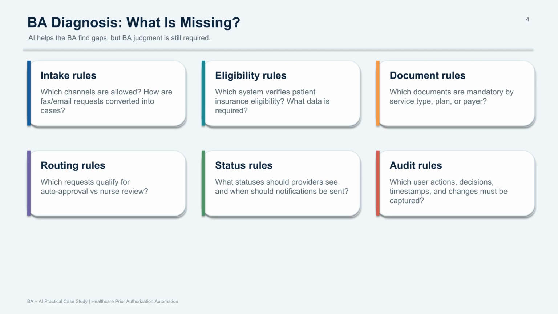A good BA does not immediately write requirements from messy notes. First, the BA identifies gaps. What request types need authorization? What documents are required? What makes a case simple or complex? Who can approve or deny? What status should providers see? What audit history is required? AI can help generate these questions quickly, but the BA must validate them with business users and SMEs.